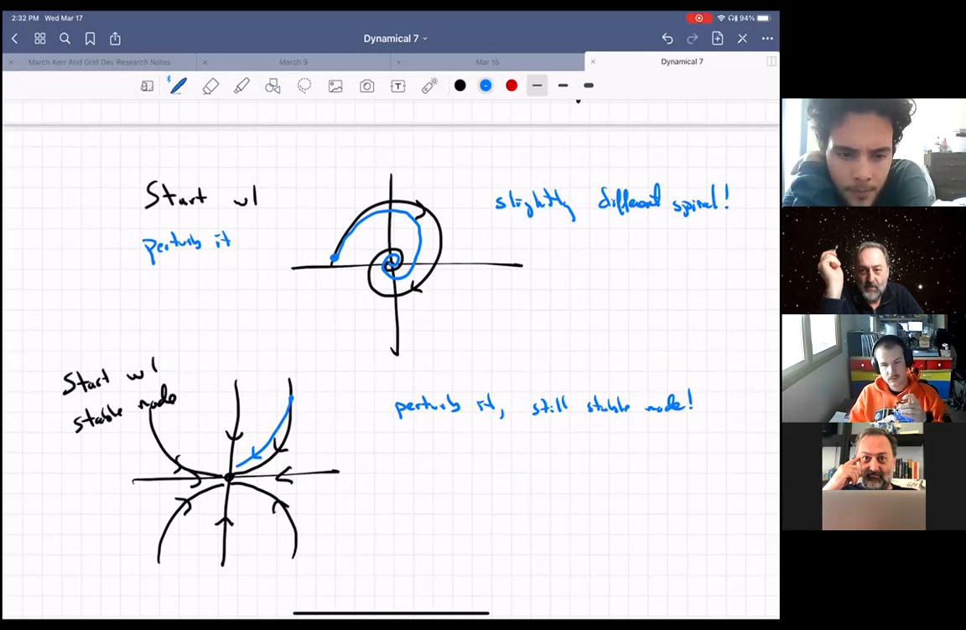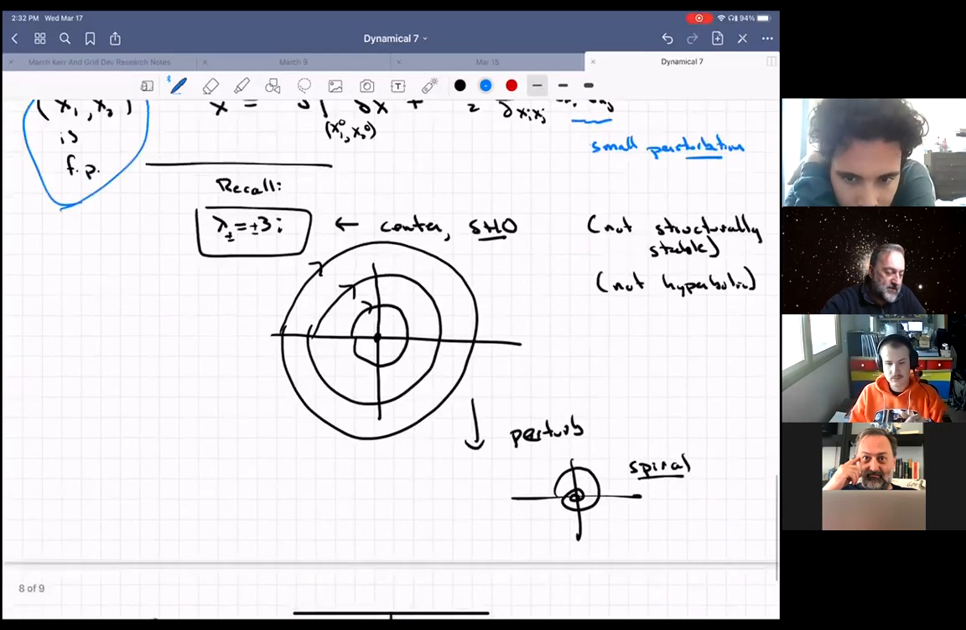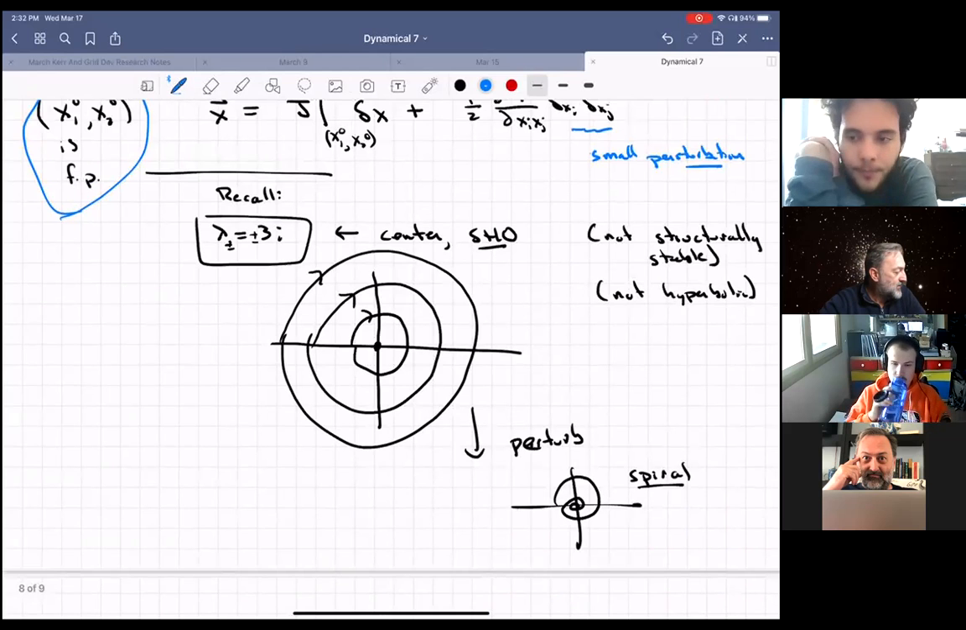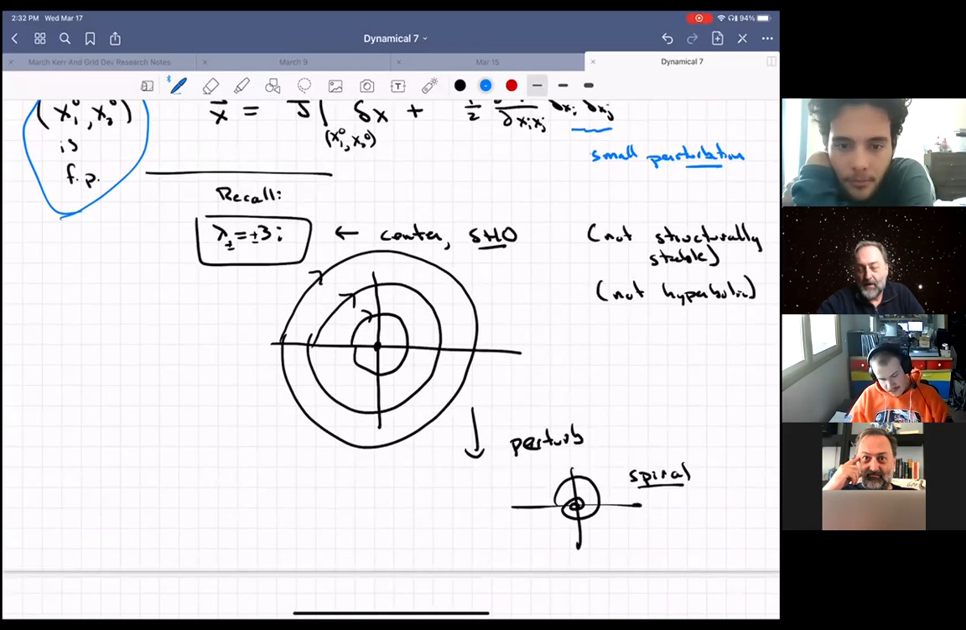That makes sense? Whereas if I started with a center and then I perturbed it at all, it would drop into a spiral, one way or the other. Okay. So that's sort of the first point.